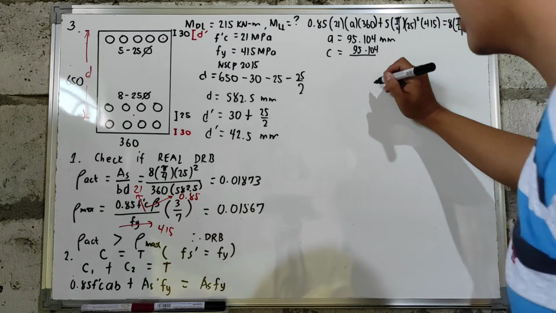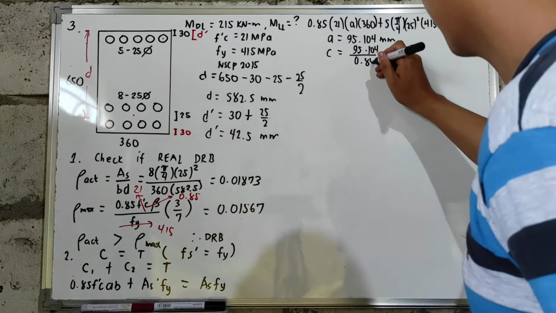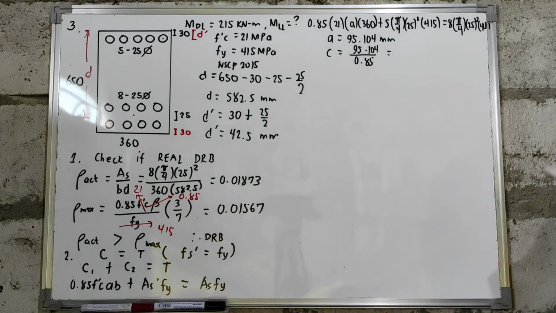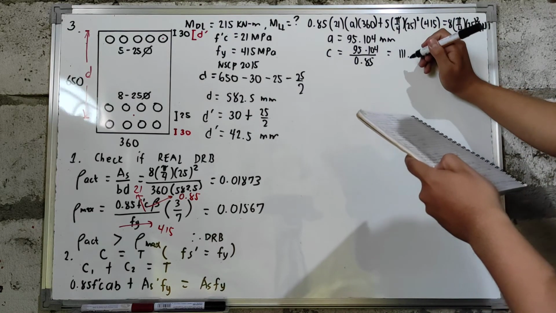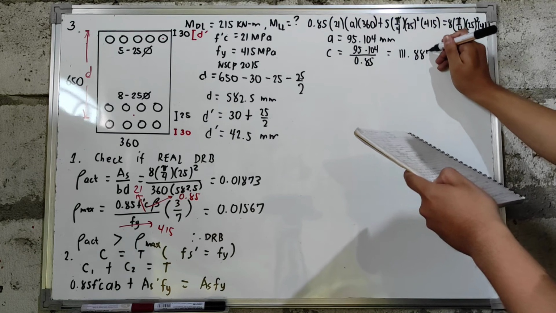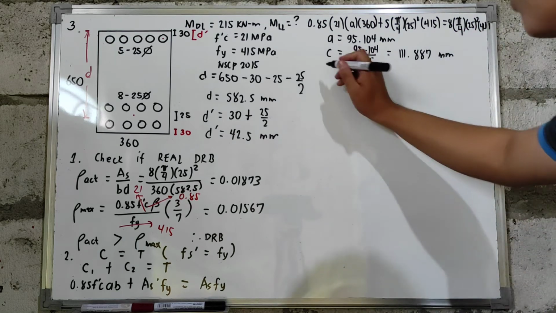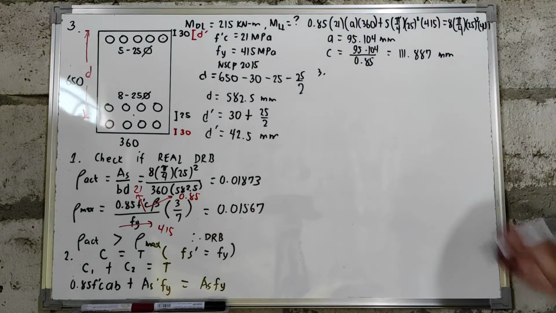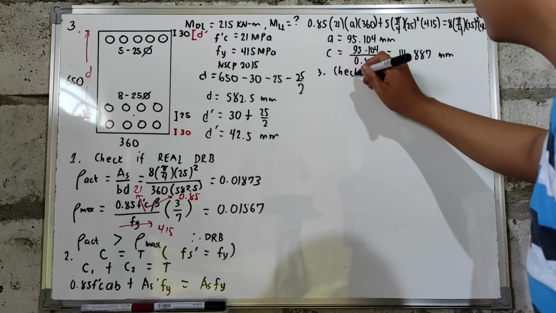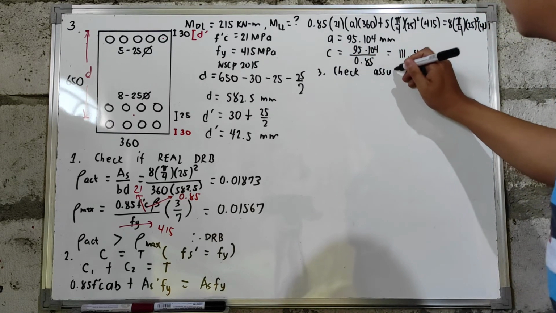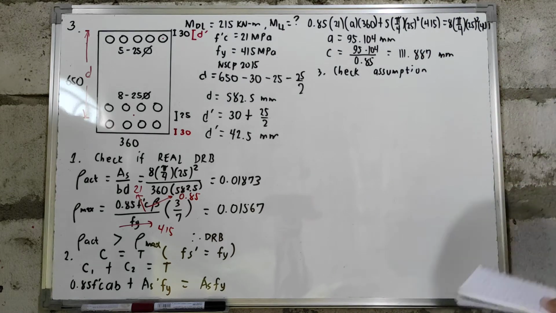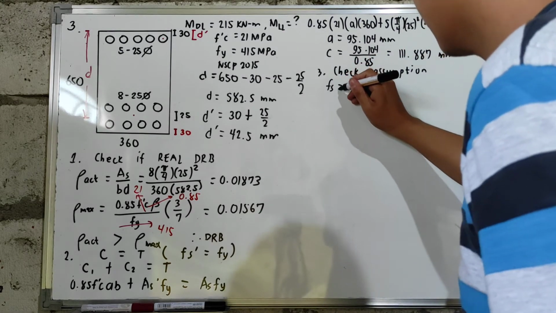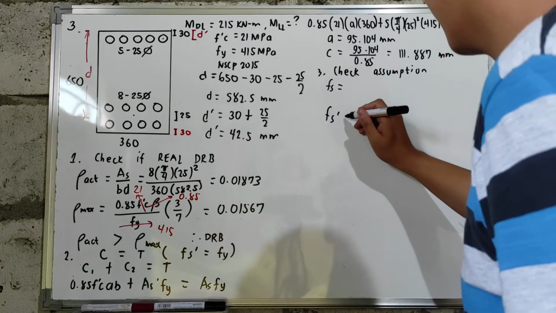Divide lang natin siya to the value of your beta na 0.85. So the value of your C is now equal to 111.887 mm. And for the next step is we're going to check our assumption. Sir, paano po natin i-check yan?